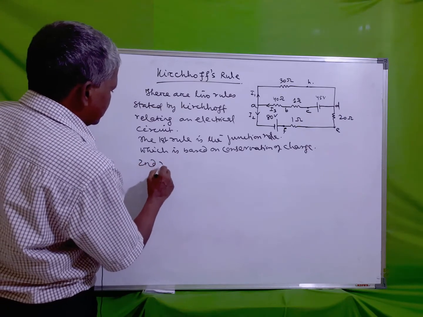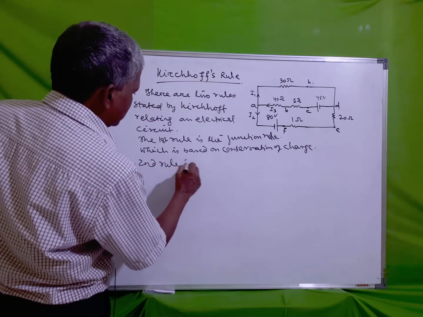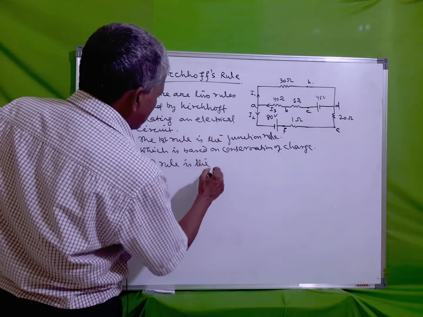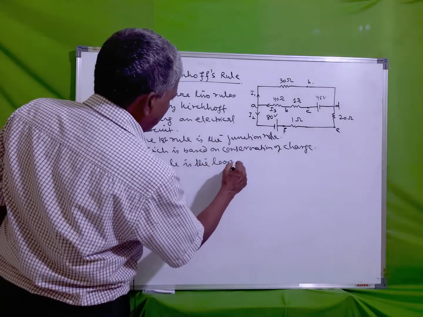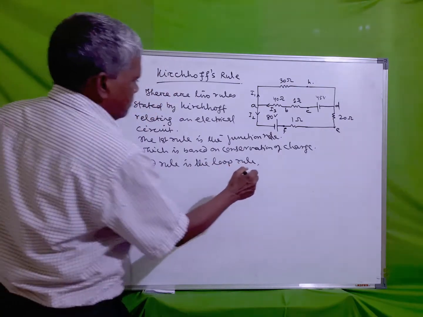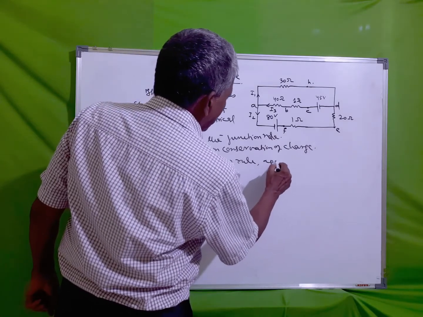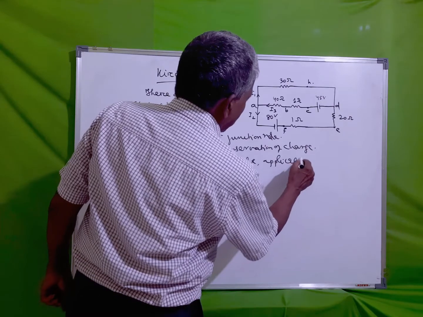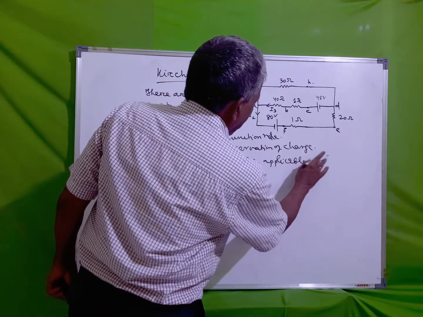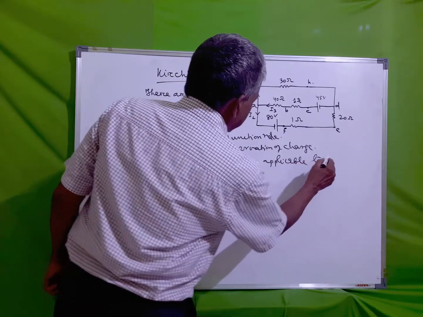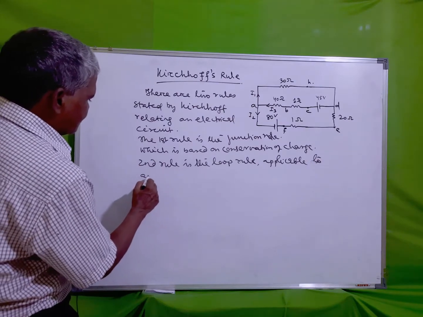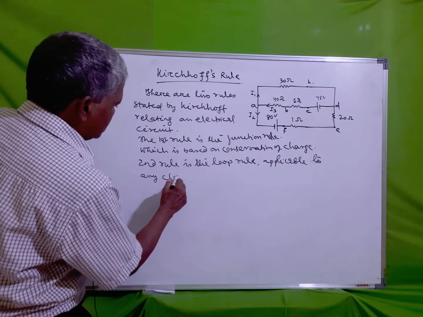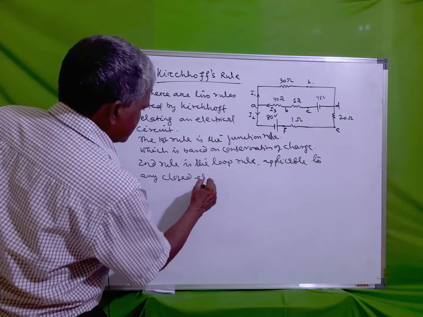The second rule is the loop rule, applicable to any closed electrical circuit.